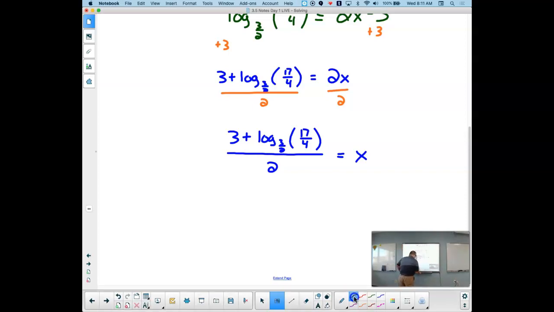So on this one, tap the brakes. Come on, where did I go? Okay, there we go. Now we're back. So I would have to do log here of 17/4 divided by log of 3/2. Wait for that to populate in there. Apparently we're running slow today.